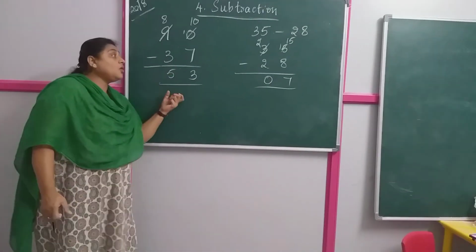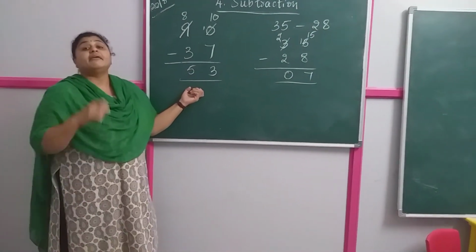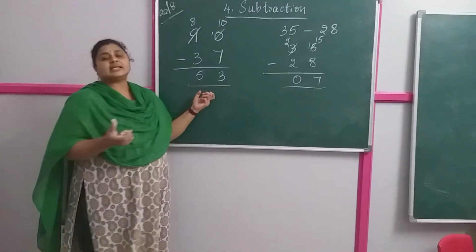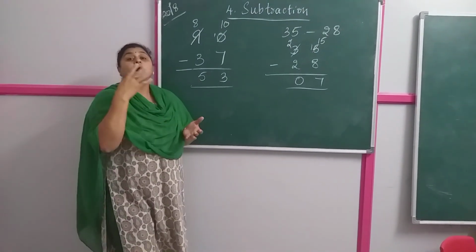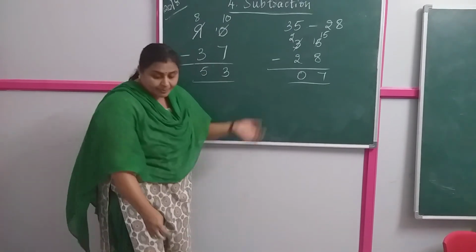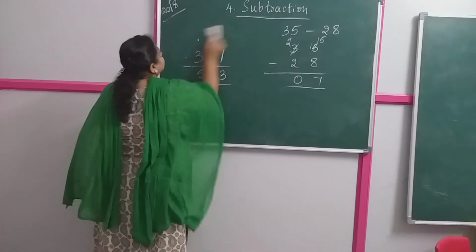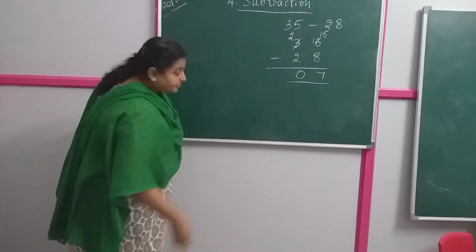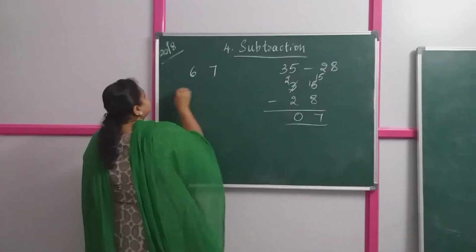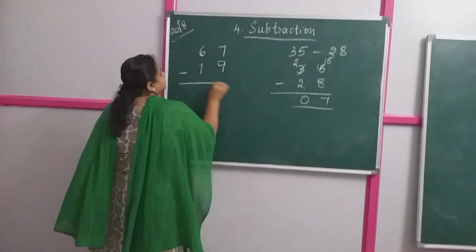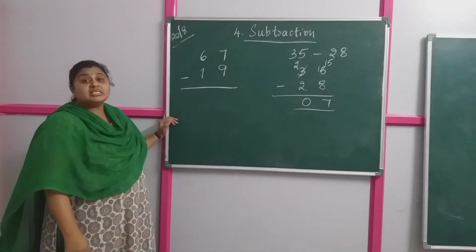53. So this is how you will subtract it using regrouping. Regrouping is nothing but you are taking a borrow. Now let us take another problem. 67 minus 90. 67 minus 90.